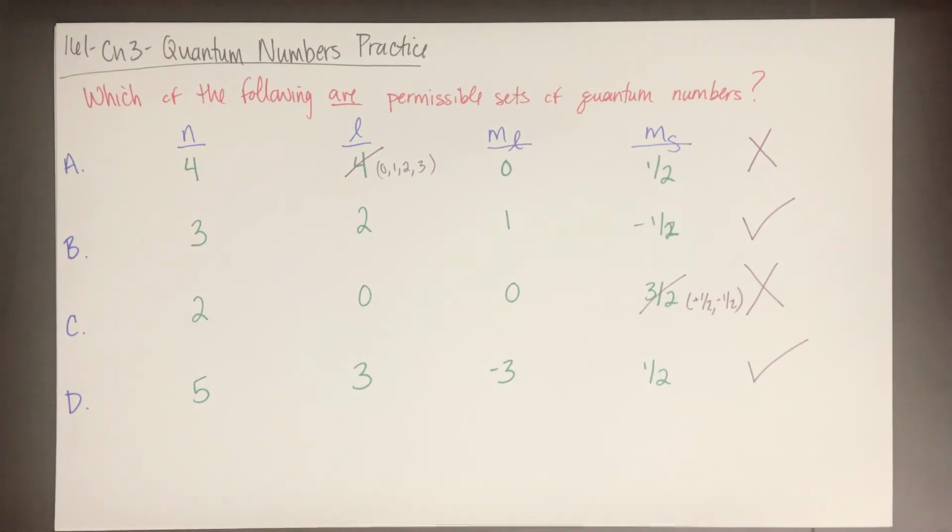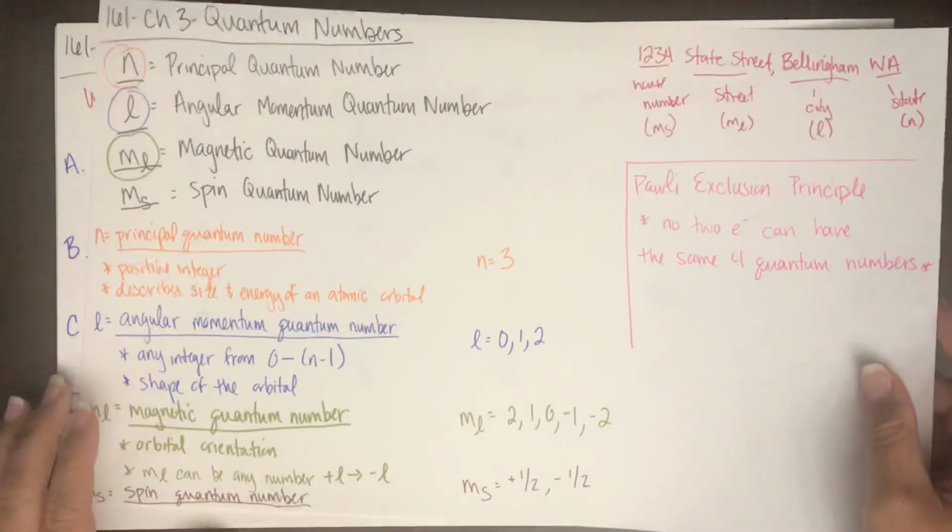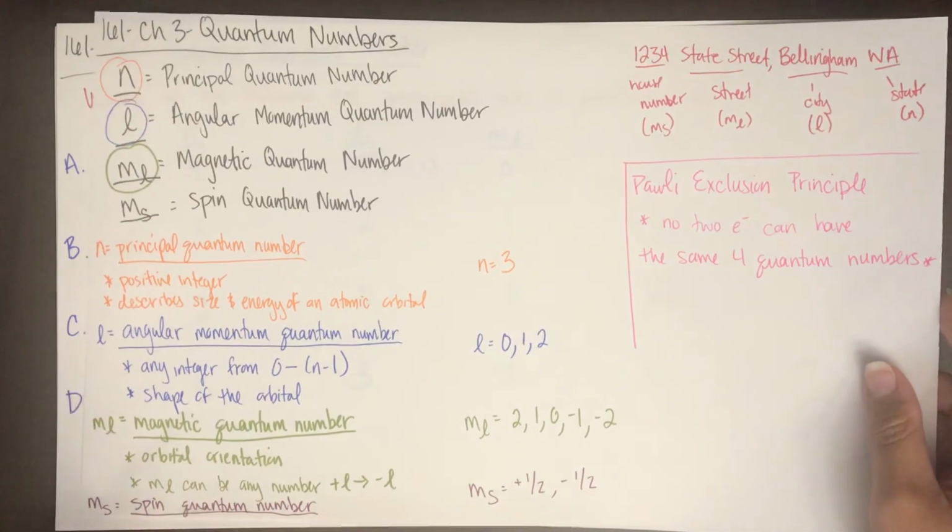So you might see something similar to this on a SmartWorks problem or on an exam, where you're given possible sets of quantum numbers and you would use the rules that we discussed in the previous video to see if those numbers were permissible or not.